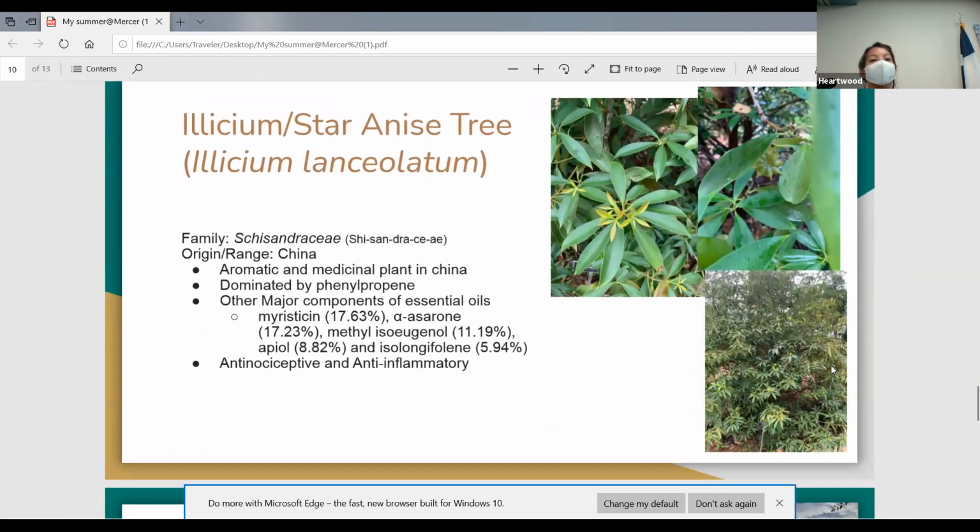Lastly, we have the Elysium star anise tree. It is part of the Schisandraceae family. It is native to China as well. In the native area, it is known as an aromatic and medicinal plant.